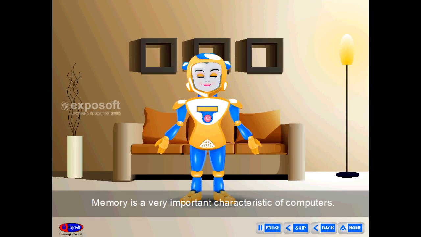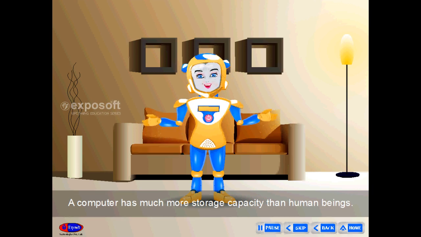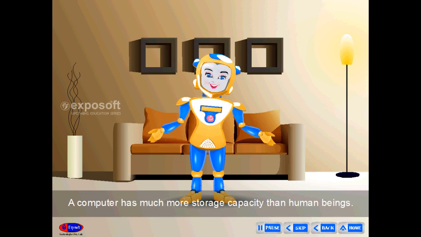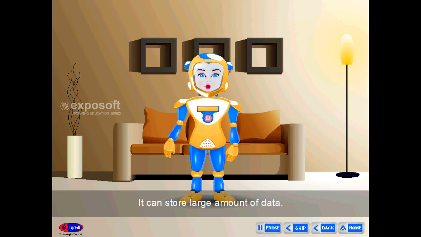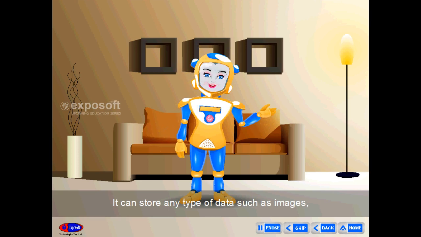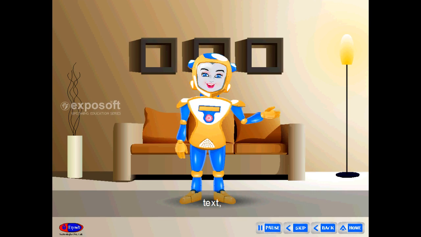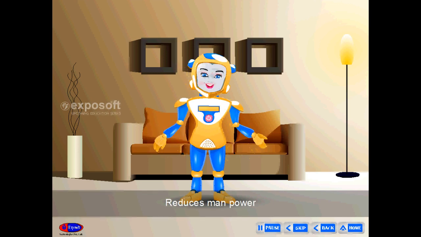Storage capacity. Memory is a very important characteristic of computers. A computer has much more storage capacity than human beings. It can store large amounts of data. It can store any type of data such as images, videos, text, audio, and many others.